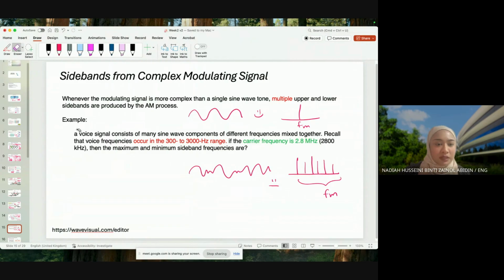Here we have an example. A voice signal consists of many sine wave components, a lot of different frequencies mixed together. Recall that voice frequencies occur in the 300 to 3000 hertz range. If you can't recall, I'm telling you, the voice has frequency from 300 to 3000. So those are different frequencies. If the carrier frequency is 2.8 megahertz, given here as 2800 kilohertz, then what are the maximum and minimum sideband frequencies? Let's decipher this question.